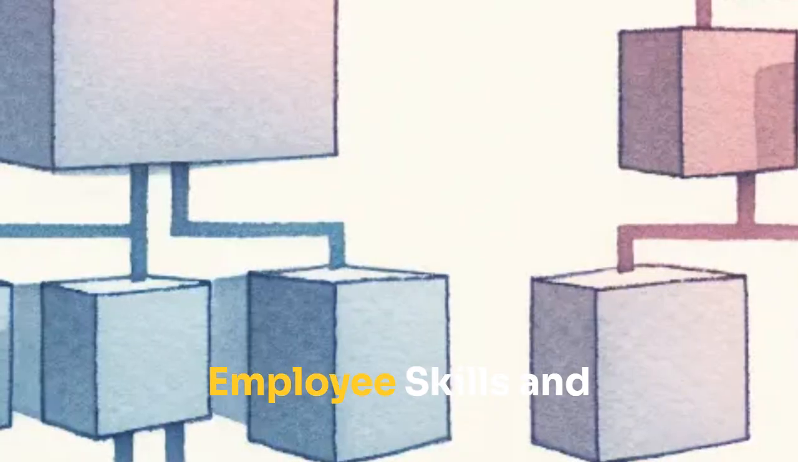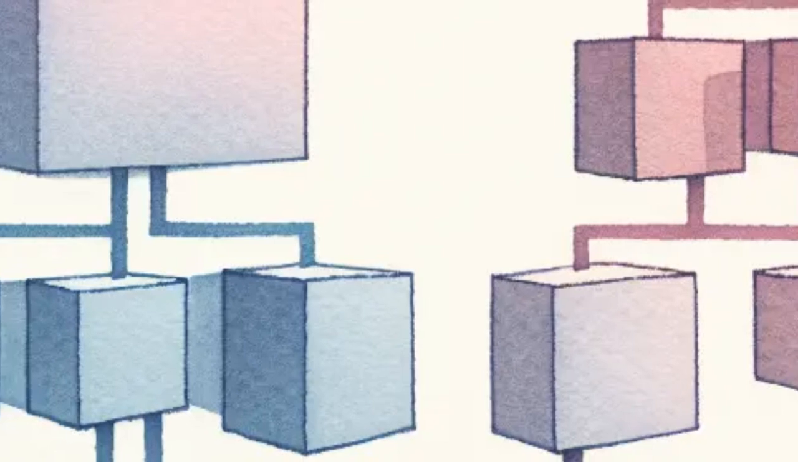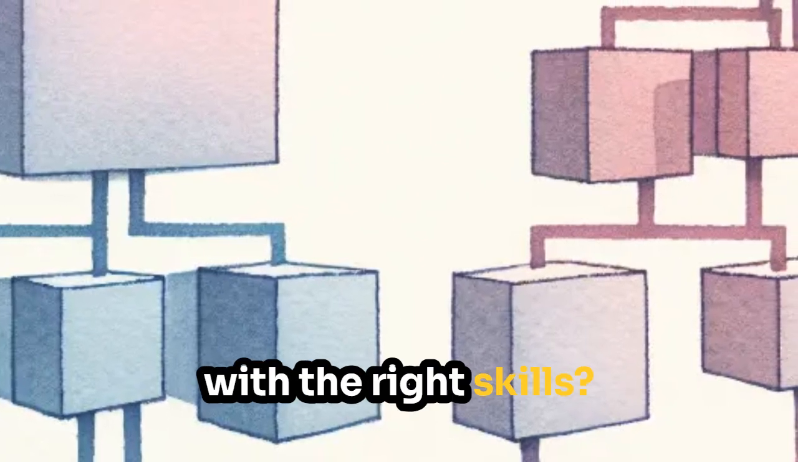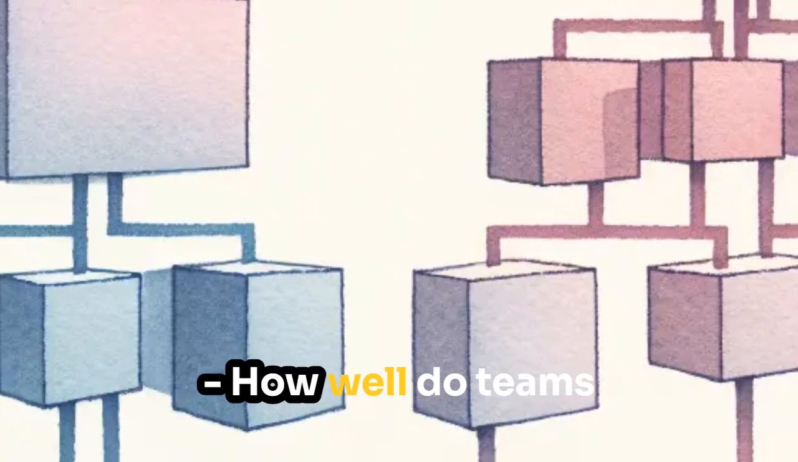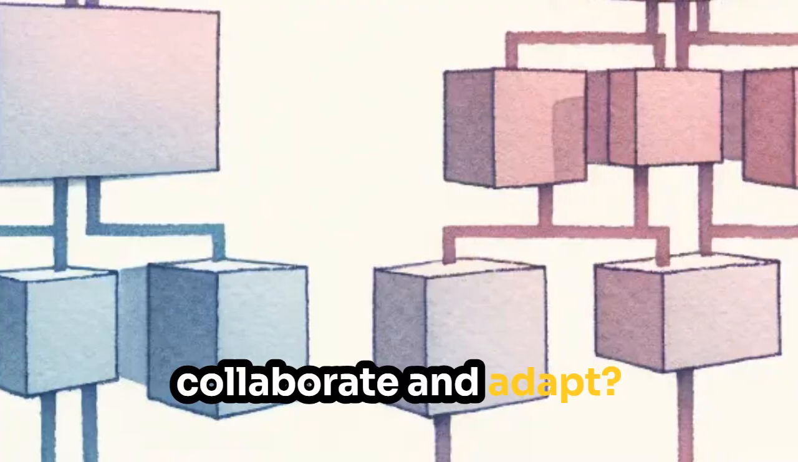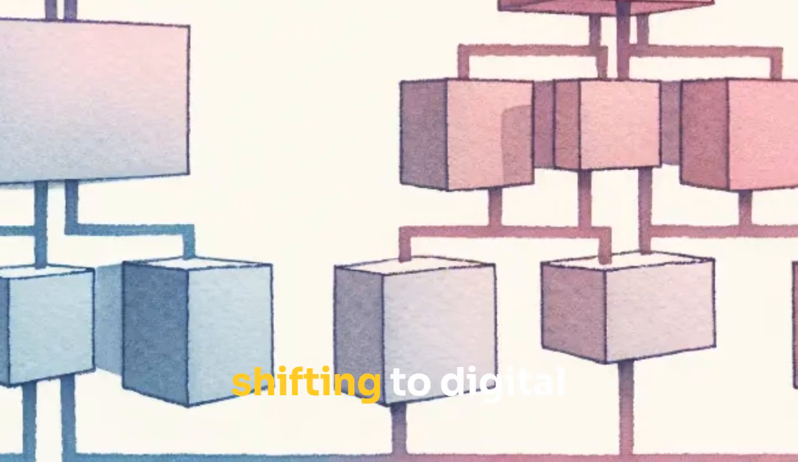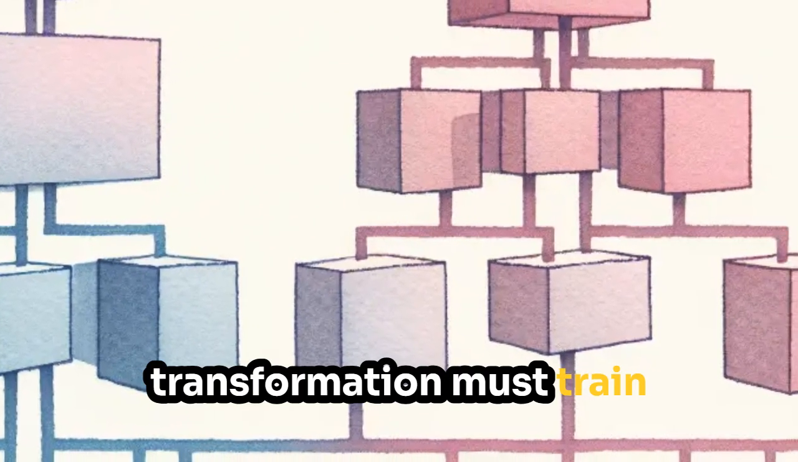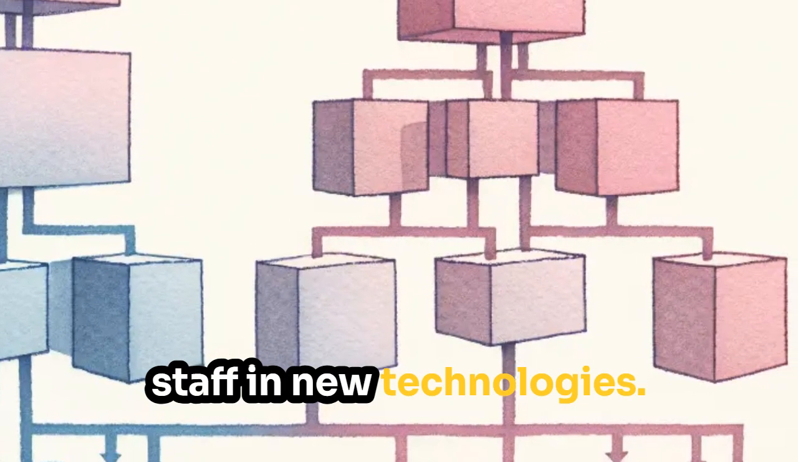2. People, employee skills and competencies. Are employees equipped with the right skills? How well do teams collaborate and adapt? Example, a company shifting to digital transformation must train staff in new technologies.